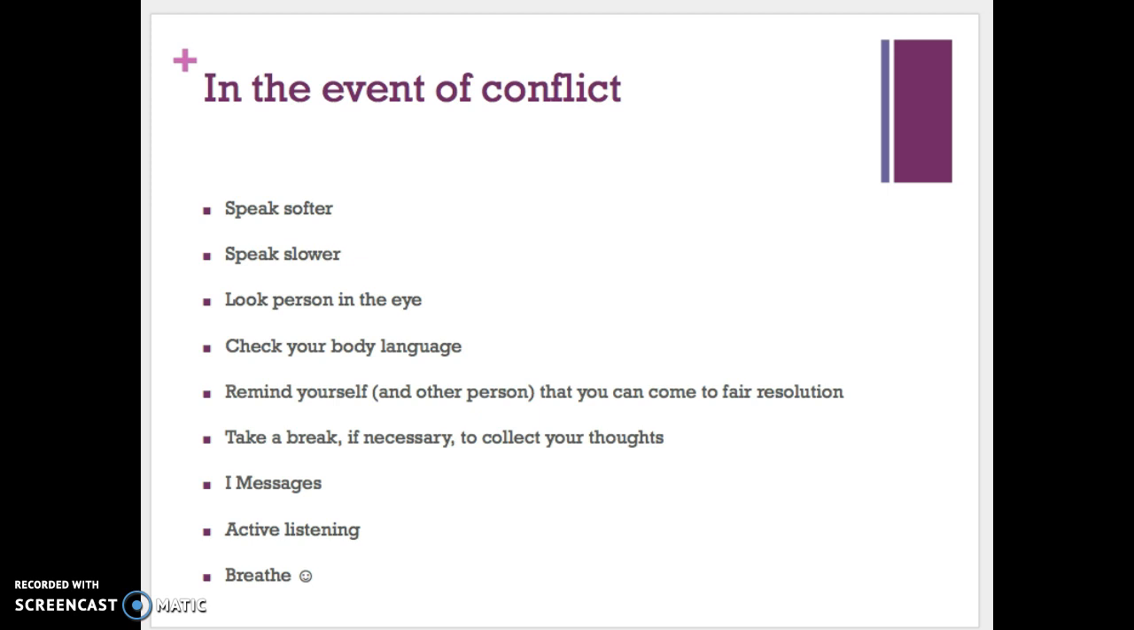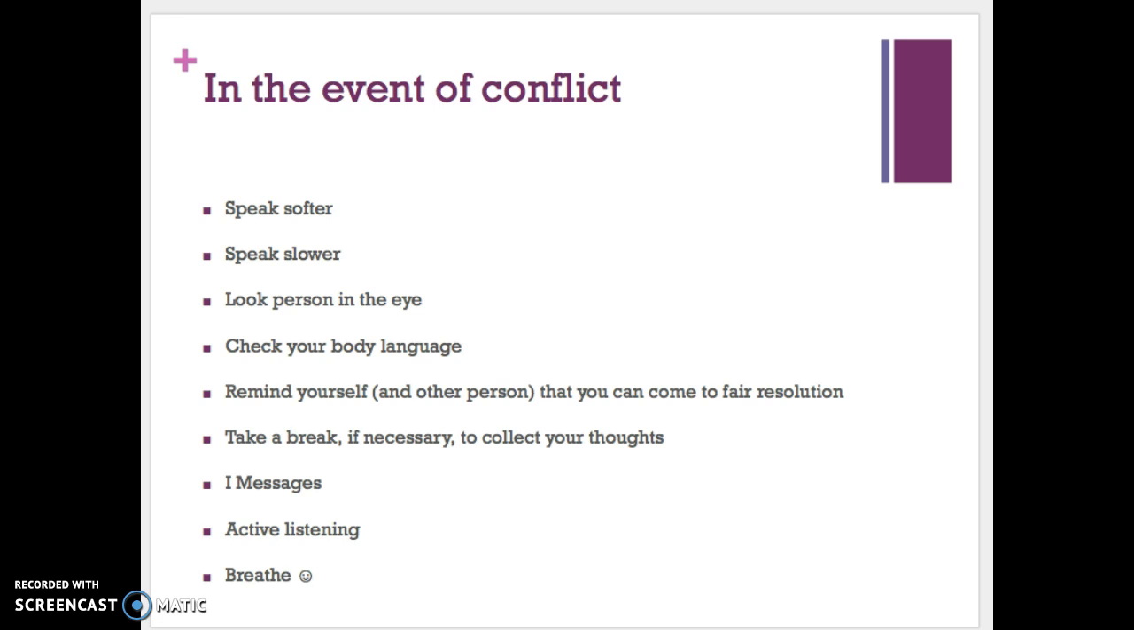The brain slows down significantly when you are highly emotionally charged or anxious. So sometimes speak a little slower, watching your cadence, looking the person in the eye if it's appropriate, and checking your body language, those paraverbals I talked about earlier. Remind yourself and the other person that you can come to a fair resolution.